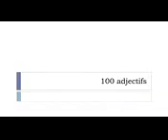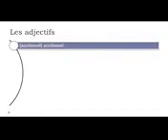Bye-bye. And we'll see approximately 100 adjectives in the following lesson. So the idea is to give you as many adjectives as possible at this time of your learning process, because I think it's important now. Okay, so we'll start right now.